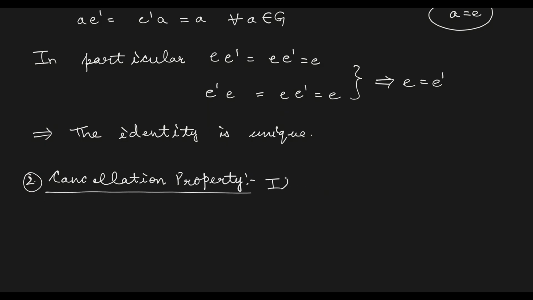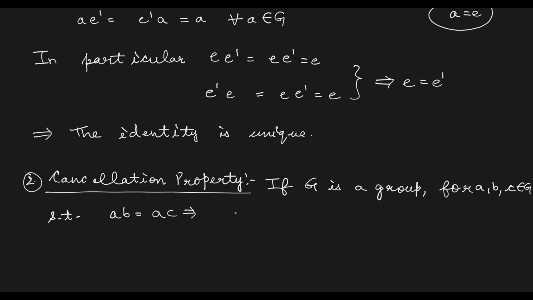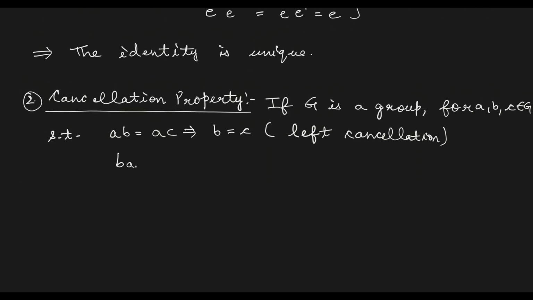If G is a group, for a, b, c belongs to G such that ab equal to ac implies b equal to c, this is left cancellation. And ba equal to ca implies b equal to c, this is right cancellation.